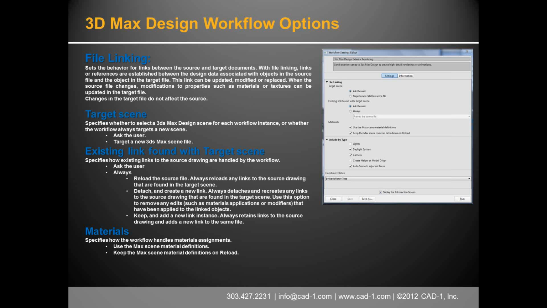And then we've got other ones in here. Existing link found with target scene. So is it going to reload the source file when we bring that in? Is it detaching it and making a new link or adding new links? If we have different links into these files, how is it handling all those different links that are attached in?